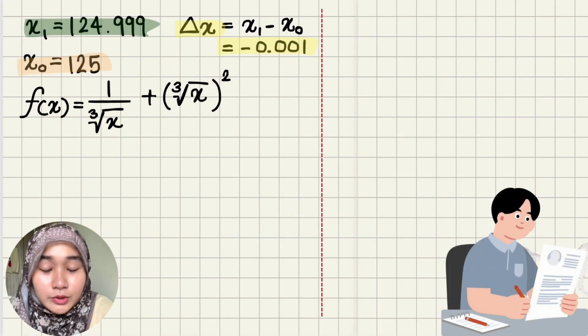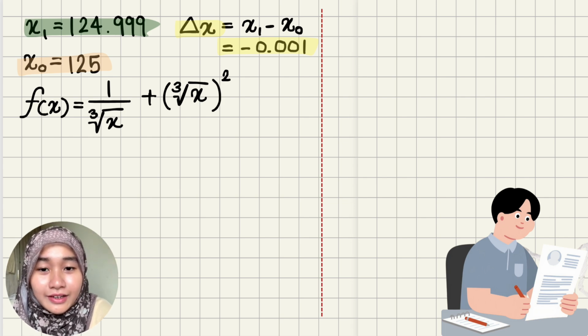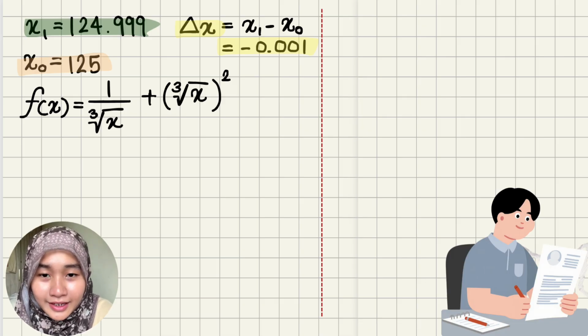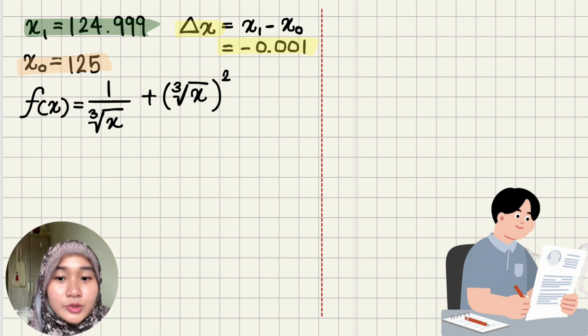Okay, first thing we need to do to solve this question is we list down our x naught and delta x. For x, we'll get 124.999, and for x naught, we'll take 125, near to 124.999, and to get delta x, which is equal to x minus x naught, we'll get negative 0.001. So our function is 1 over cube root of x plus cube root of x to the power of 2.